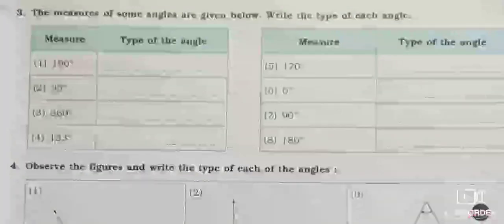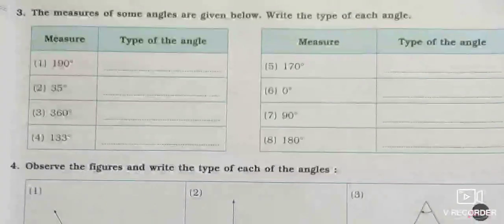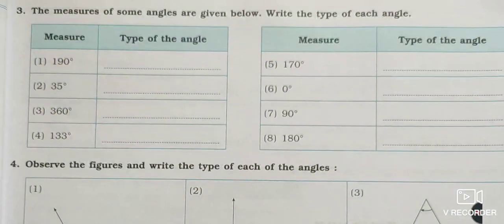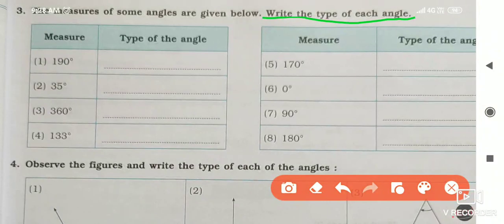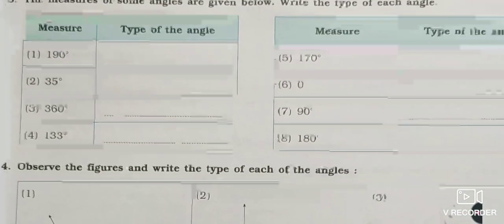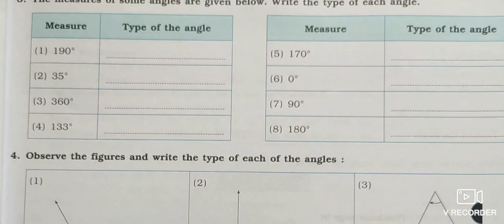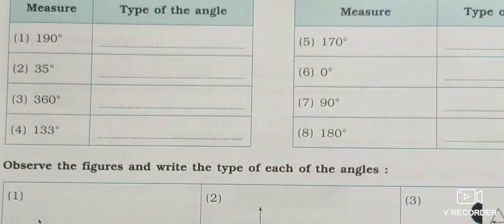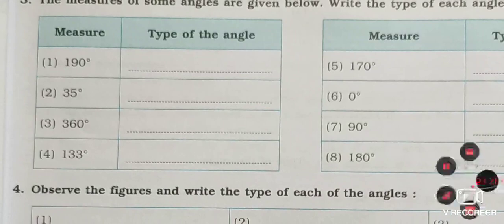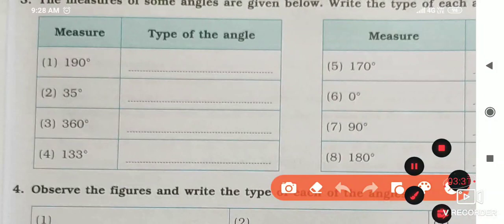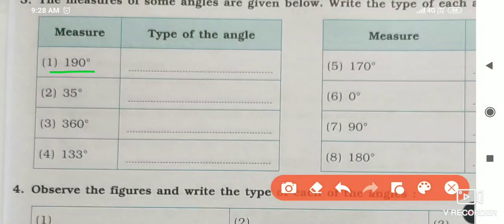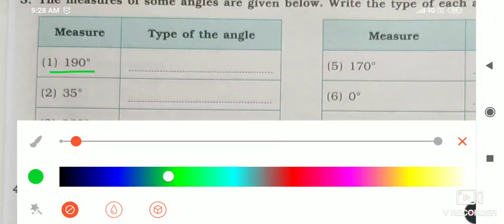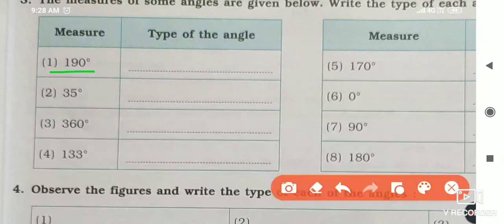So the next question is: the measures of some angles are given below. Here the measures of some angles are given, and we have to write the type of each angle. First of all, we will move towards the first box. In this, the first number is 190 degree. So how much is the measure of the angle? The measure of the angle is 190 degree. So tell me, which type of angle is this?